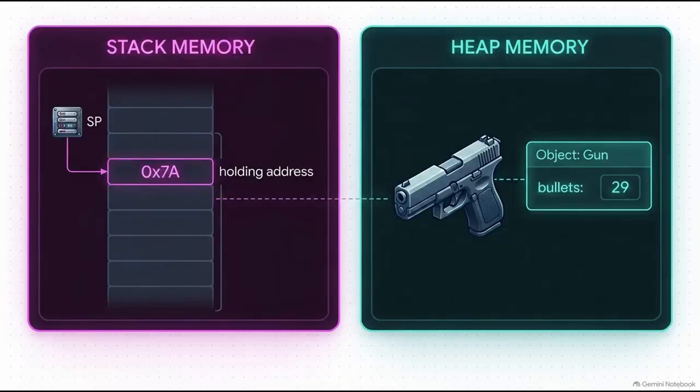This maps perfectly to our system architecture. Looking at the JVM memory layout, on the left we've got our stack memory containing our main execution frame. Inside it, our variable g is holding the memory address 0x7a. Over on the right, on the heap, we can clearly see the isolated gun object existing at that exact 0x7a address. And yep, its bullets have dropped to 29.